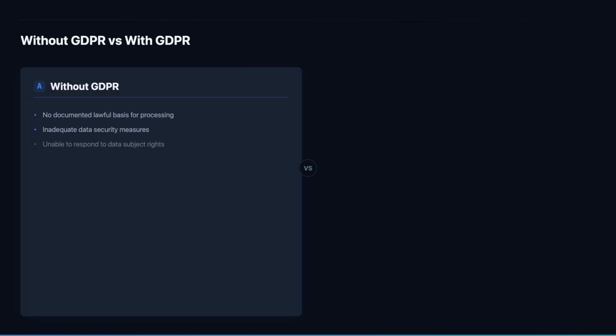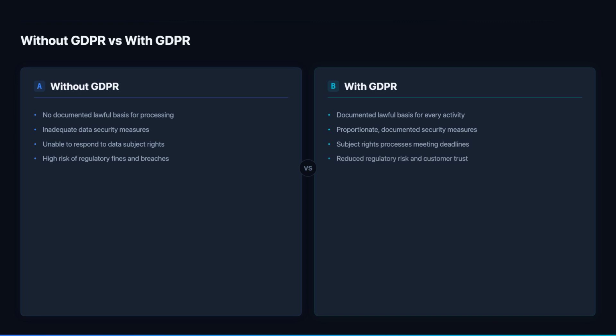Without GDPR compliance, organizations process personal data without documented legal basis, inadequate security, and no ability to fulfill subject rights, creating significant legal exposure in the EU market. With GDPR compliance, personal data is processed lawfully, securely, and transparently, with documented processes for every requirement that demonstrate accountability and protect against regulatory action.